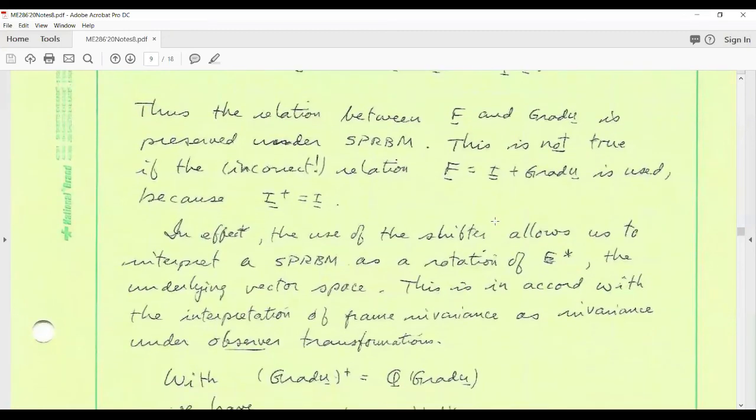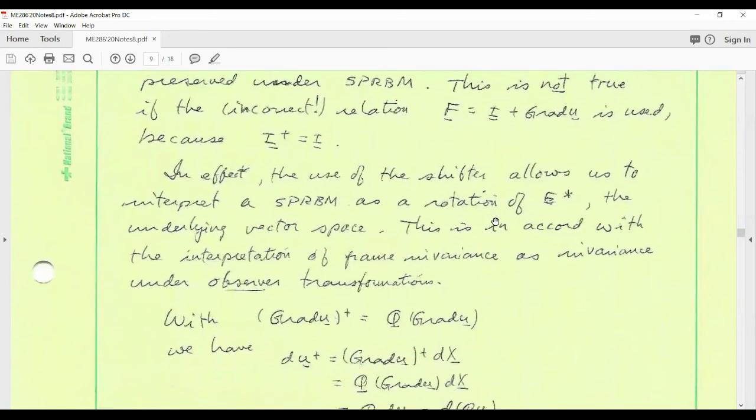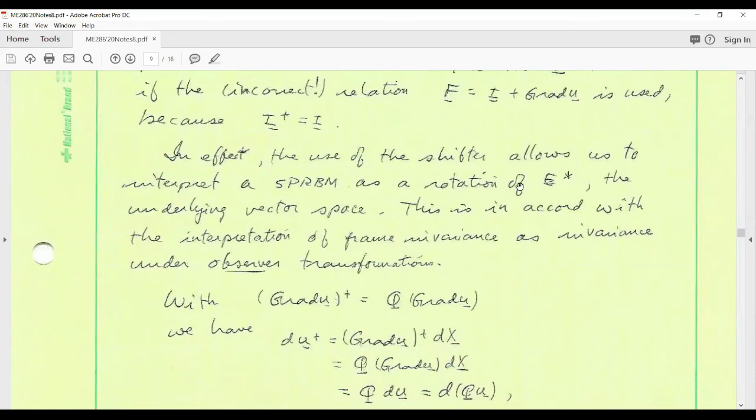Okay, I think I'm taking too long on this subject. Okay, so notice also from what we've just done, the use of a shifter allows you to interpret a superposed rigid motion as a rotation of the background vector space E star, because we rotated EI to EI plus, which is now a basis for the rotated version of this vector space. So we can think of a superposed rigid motion as not so much a rotation of the body itself, but a rotation of the background vector space.